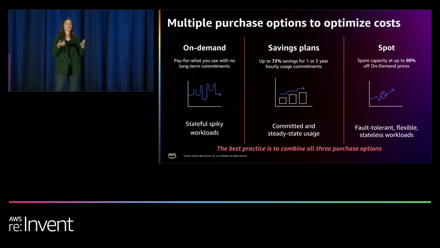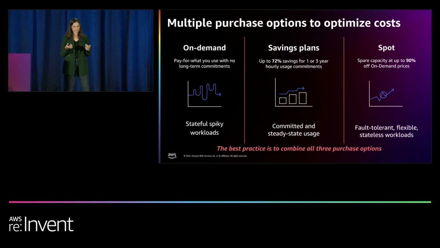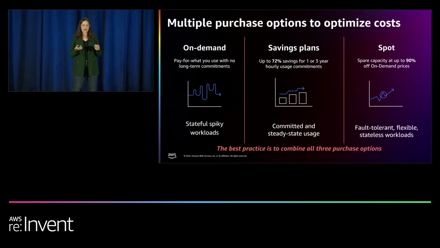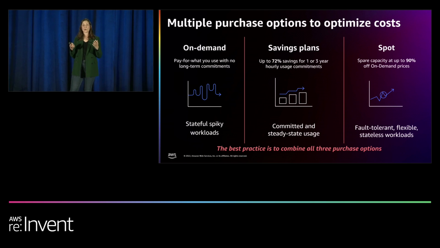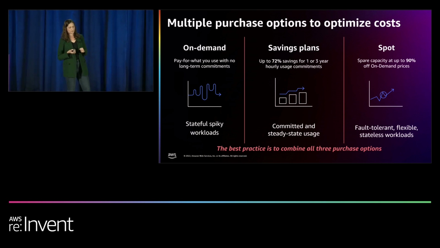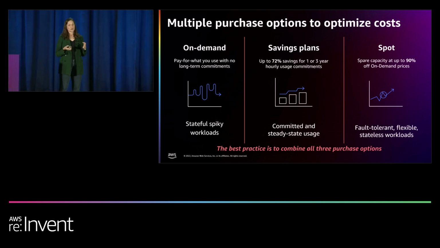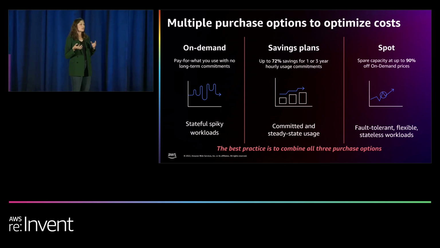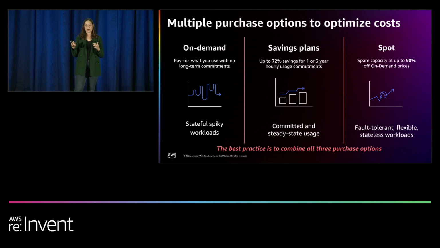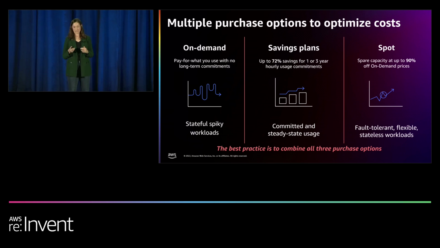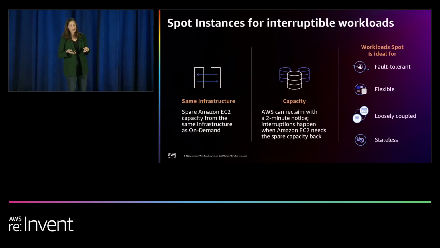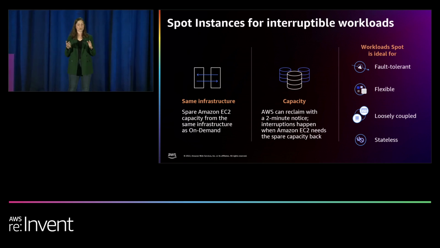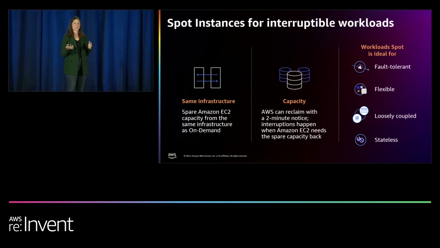Savings Plans are another way to gain a discount of up to 72% in exchange for a 1-year or 3-year commitment. And if you have spiky, stateful workloads that don't fit very well to Spot or to Savings Plans, you can go for on-demand. Let's talk a little bit more about Spot, because Spot is a perfect fit for modern applications and containers specifically.